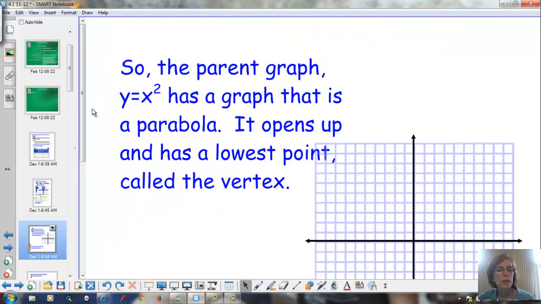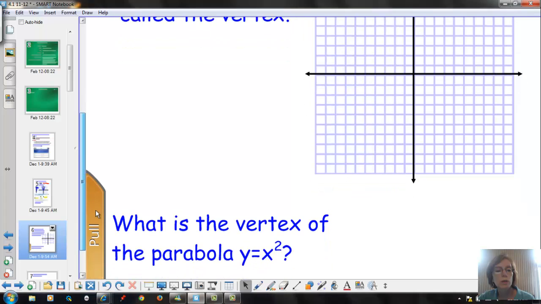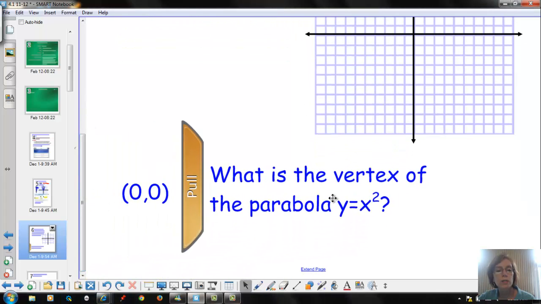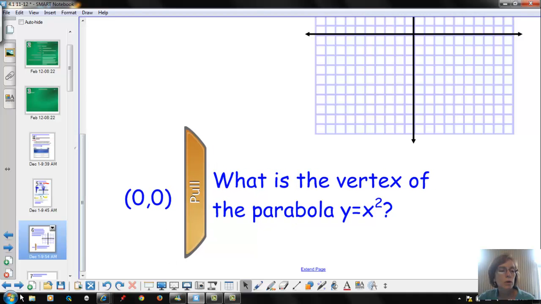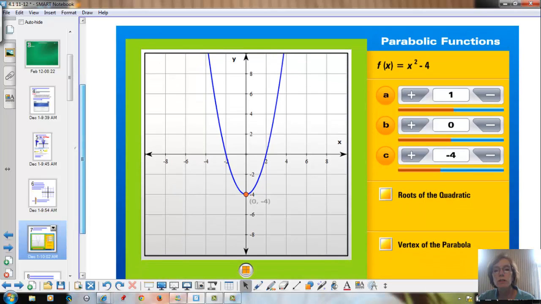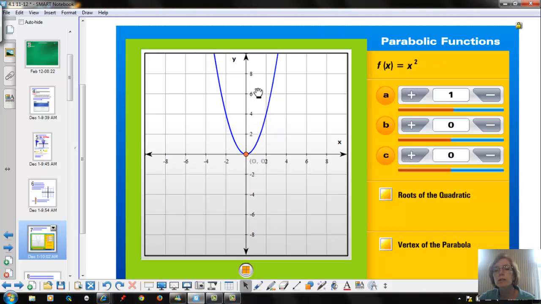Alright, so the parent graph, y equals x², has a graph that is a parabola, and it opens up and has a lowest point called the vertex. So what is the vertex of the parabola y equals x²? It is 0, 0. Alright, so let's look at a few different quadratic functions. Let's start with our parent function, which is right here. There's our parent function, y equals x².